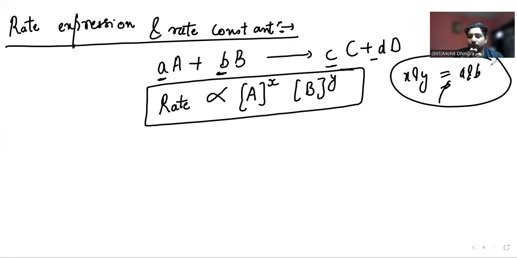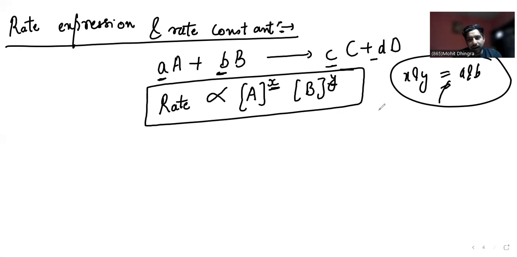They can be equal, suppose we are considering the reaction at T0. At that time x and y will be equal to a and b, because at that time A and B have just started. So at time T0, during the initiation of the reaction, x and y will be equal to a and b. But we are not considering this rate at time T0. So the concentrations of A and B would have changed, and this a and b would have also changed. So we are taking them as x and y.